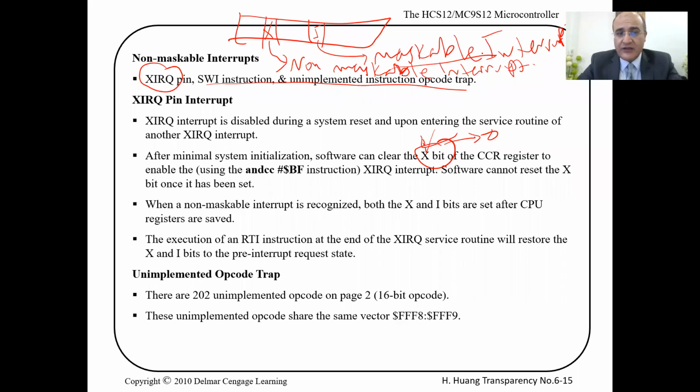More non-maskable interrupts is an instruction called SWI, Software Interrupt. This is usually an instruction you can write anywhere in your code that will cause an interrupt. It will cause an interrupt and save the CPU status. This is something useful like when we did the single stepping with Code Warrior, to debug, to do breakpoints, okay, for debugging purposes. And there is also another, unimplemented instruction opcode trap, which is a non-maskable interrupt.